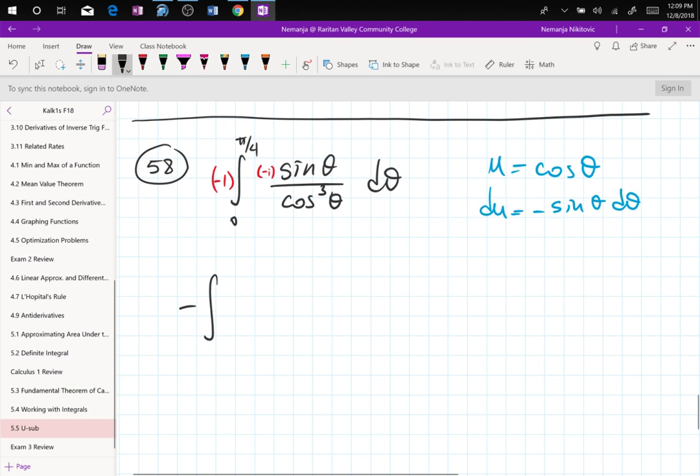And now I have negative sine theta d theta. That is just my du. And the bottom is u squared. Now the limits. u1, which is the lower limit, is going to be cosine of 0. And that is 1. And the upper limit u2 is cosine of pi over 4, which is root 2 over 2. Very good.